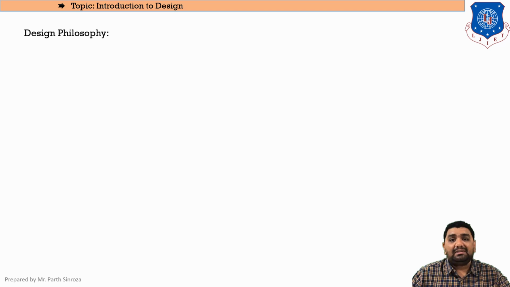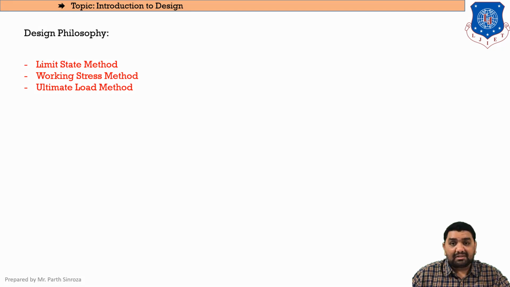So basically, what is meant by design philosophy? That means the methods of design, how many methods the design can be conducted from. According to our IS code, there are three basic methods that we'll be discussing. The first one is the limit state method, that we'll be looking at in the entire syllabus. The second is the working stress method, that is obsolete now. Up till 2000 we were using the working stress method, and after 2000 we have been using the limit state method. Yeah? And now the third and last one is the ultimate load method.